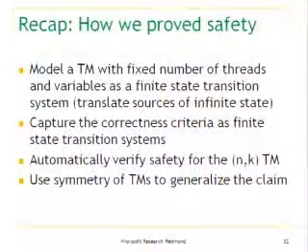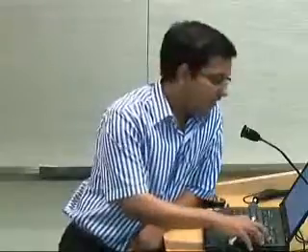So as a recap, how we proved safety is that we model a transactional memory with a finite number of threads and variables. We capture the correctness as finite-state transition systems, and we automatically check for the safety of the finite case TM and use symmetry of transactional memories to generalize this claim.